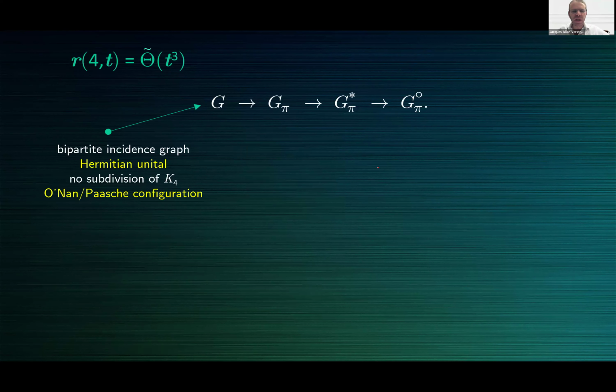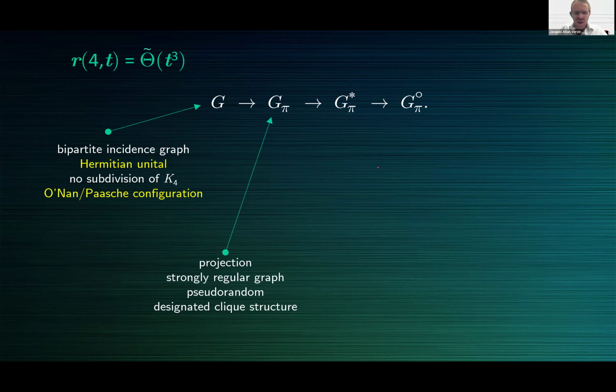And so we're going to do our program starting with a special bipartite graph, which is the bipartite incidence graph of something called a Hermitian unital coming from projective geometry. And this thing has no one subdivision of K4 in the sense that I drew before. This is also called the Önan or Pasha configuration in hypergraph theory. We then do the projection. So remember, this projection will contain K4s, but the triangles will be in designated cliques, and we destroy them.